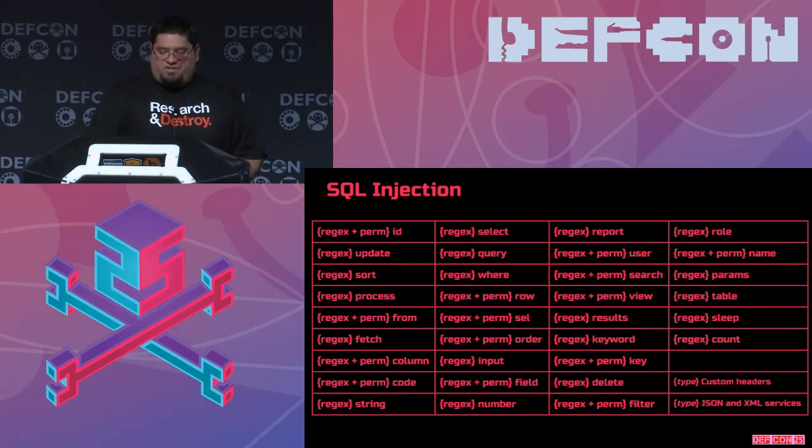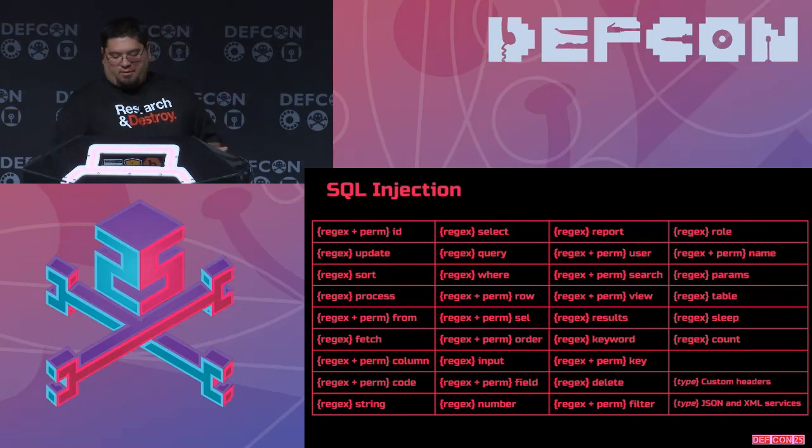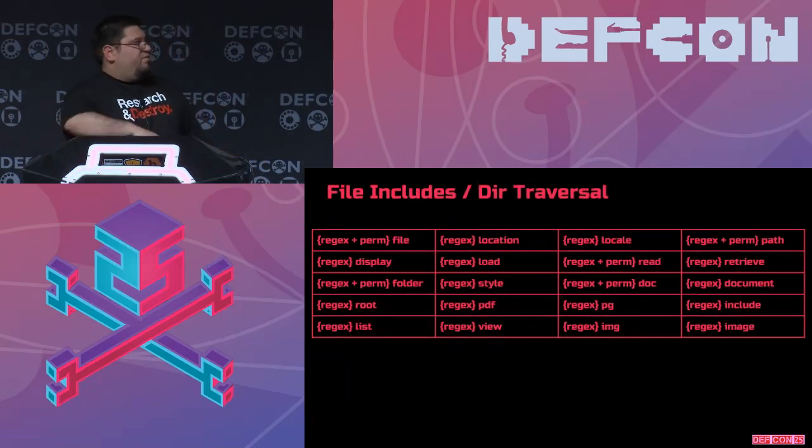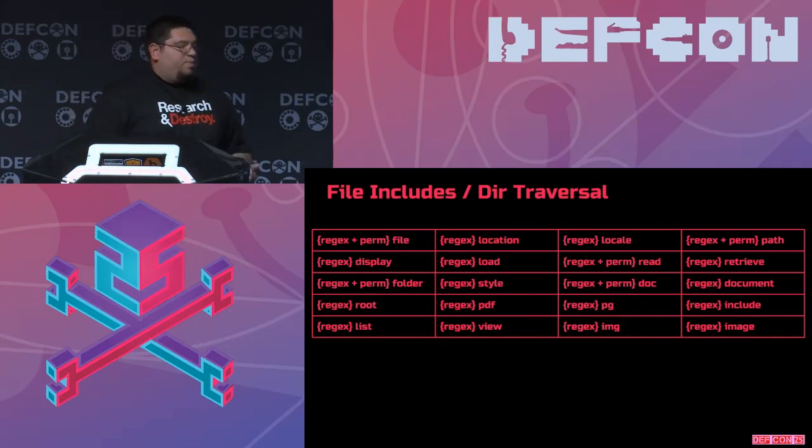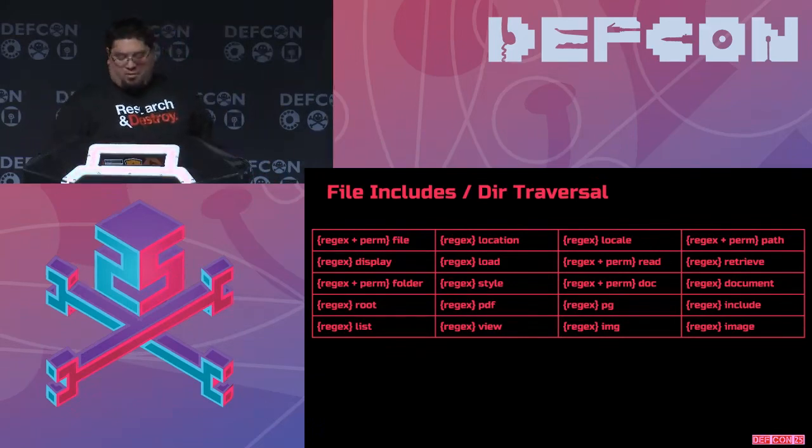JSON and XML web services, we can alert on types. But really we're mostly alerting on regexes of certain parameter names here. So column, code, field, etc. So this is the data for file traversal and directory traversal. So things like file, folder, root, style, load, location. This is where you're going to try to change paths or include files that aren't yours or cause some kind of error in that way or vulnerability.